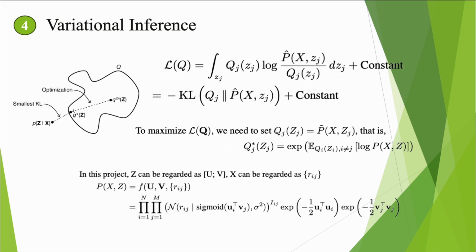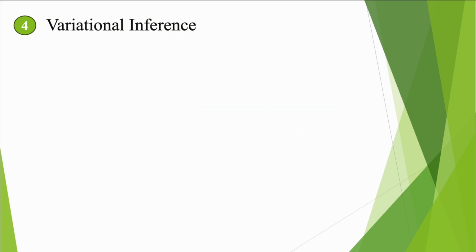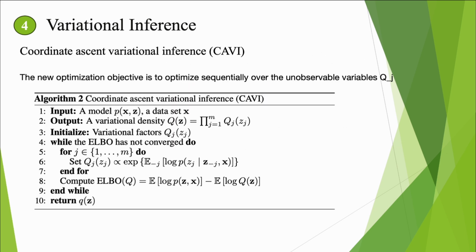Further, the ELBO can be formulated as follows. Now the goal is to get Qj close to P tilde(x, zj). By mean-field theory, the group of random variables are independent of each other. The new optimization objective is to optimize sequentially over the random variables Qj. Here we use coordinate ascent variational inference to update Q(z) until the ELBO's convergence.